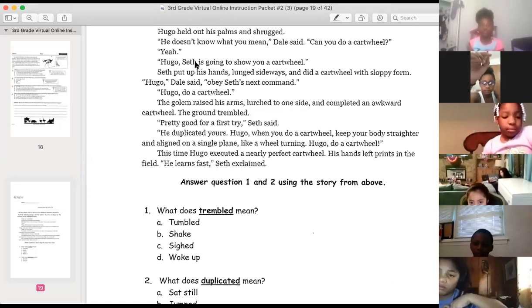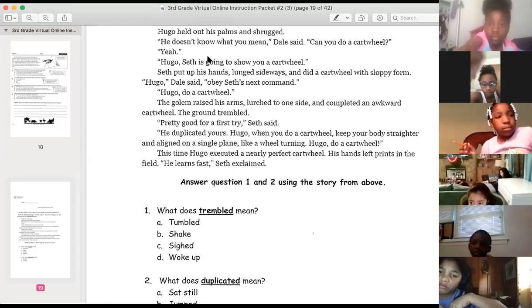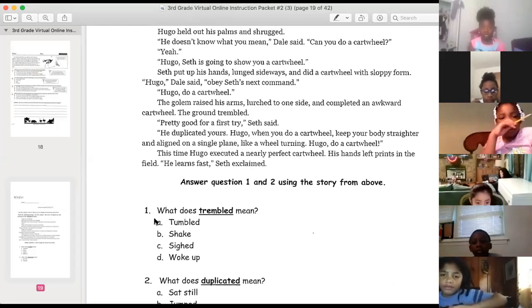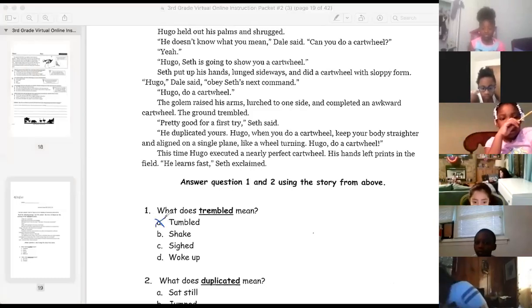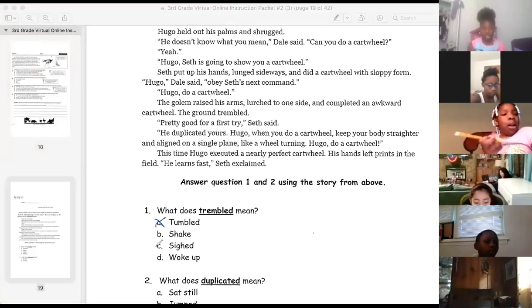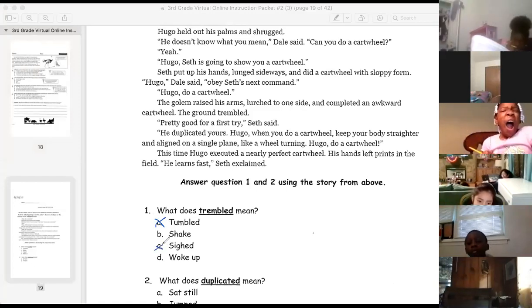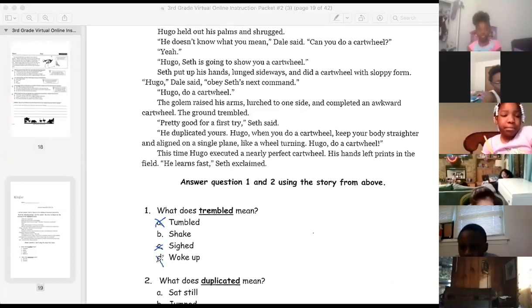Okay, so process of elimination. We know the ground does not tumble. We know the ground does not sigh. And we know the ground does not wake up. So based on our inference chart and what we have found in our text, we know our answer has to be B, shake.